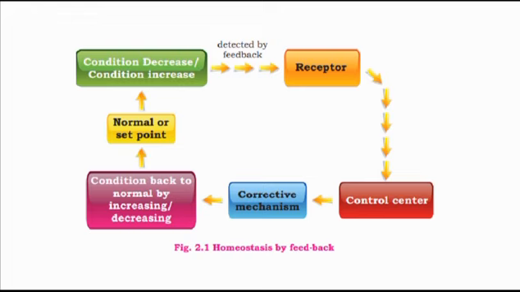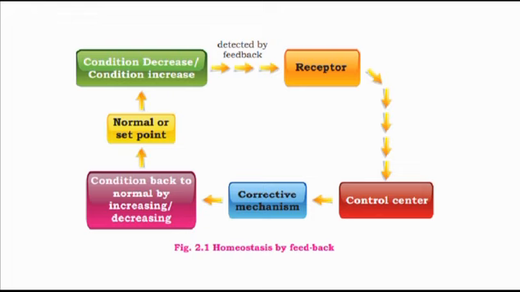Corrective mechanism means if your external temperature is decreasing to 10 degrees, there should be a maintenance of temperature inside your body. Like you are having a very cold temperature, 10 degrees, so your skin cell having a receptor for this temperature detection machinery sends a message to the control center, which activates a corrective mechanism inside your body, that brings the condition back to normal by increasing or decreasing the temperature, whether there is a need of increasing or decreasing, so that it becomes normal, or the set point.